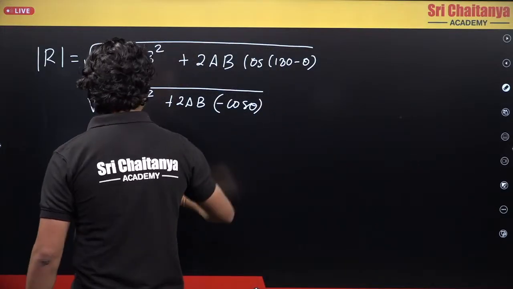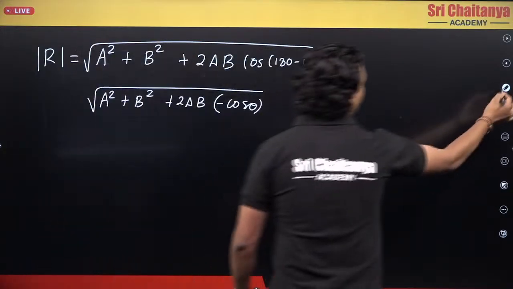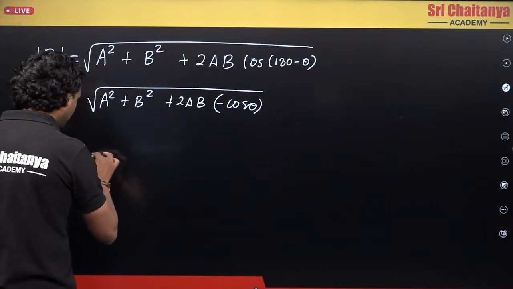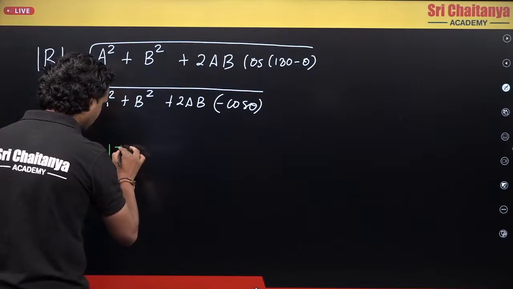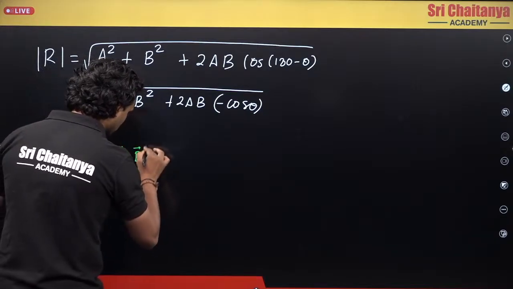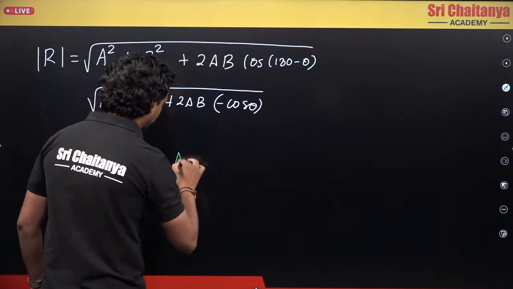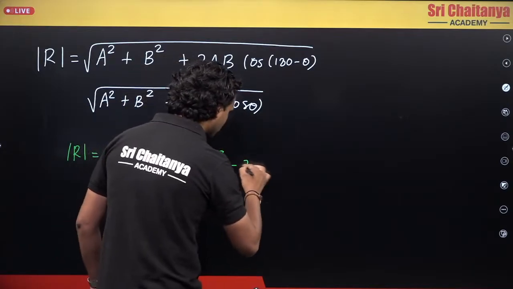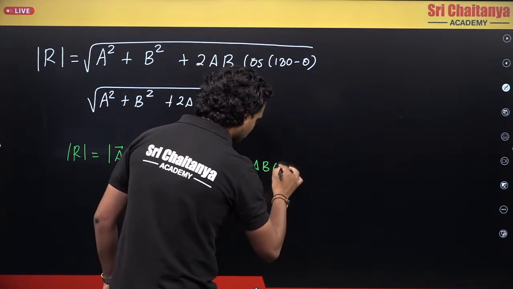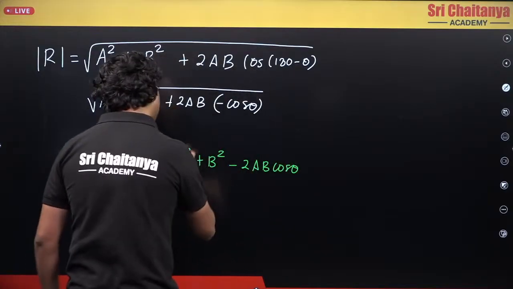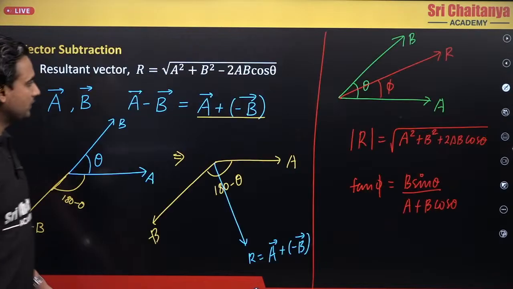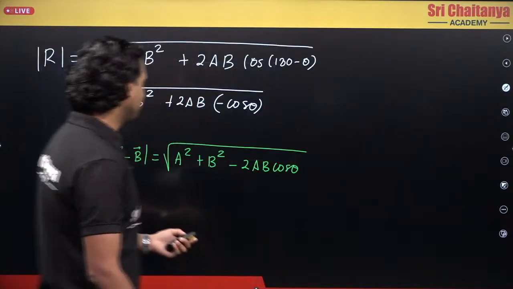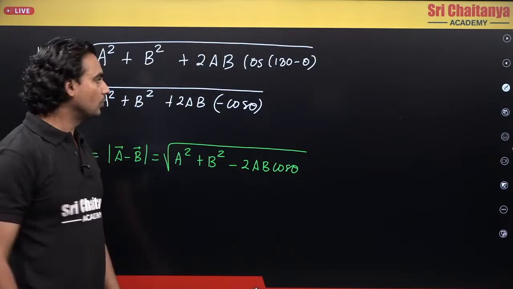Okay, so what is the final answer? The final answer I can write as this: the resultant r of a minus b, or I can say vector a minus vector b, can be written as the square root of a square plus b square minus 2ab cos theta. Okay, for addition, what was the formula? For addition we had a plus here, for subtraction we have a negative here. Okay, that is the only difference here.